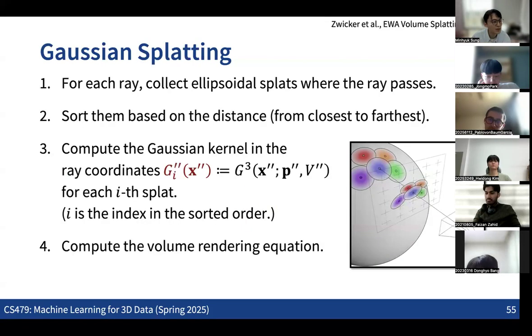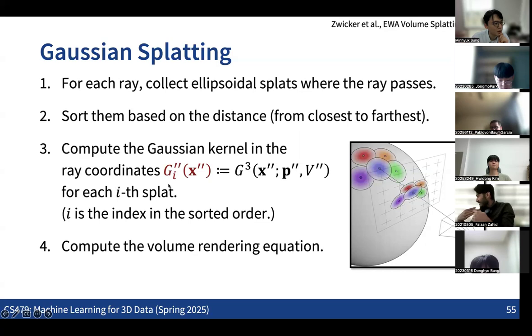So basically it's kind of the same: for each pixel, we consider a ray that we shoot from the camera center to each pixel in the image plane, and we collect all the ellipsoidal Gaussian splats that the ray passes through. Then we sort all the Gaussian splats along that ray from the closest to the farthest. Let's consider that we have an index i for all the Gaussian splats that the ray passes through.